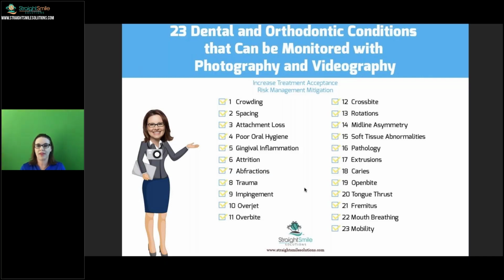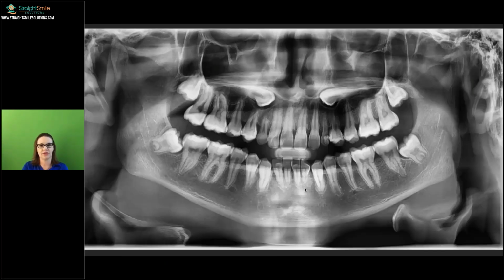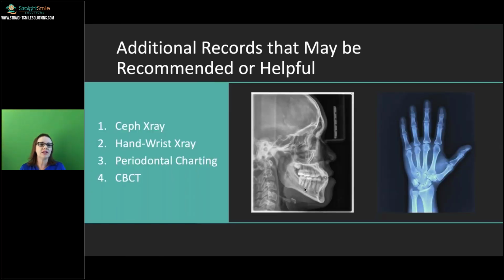And a lot of times people think, especially in their 40s, 50s, 60s, they think they're too old for it, and they just think it's only for kids. So it's a great idea to just bring that up with the patient and start taking photos. Here's some additional records that might occasionally be helpful, but this is more if you're taking harder cases. So one would be a Ceph.